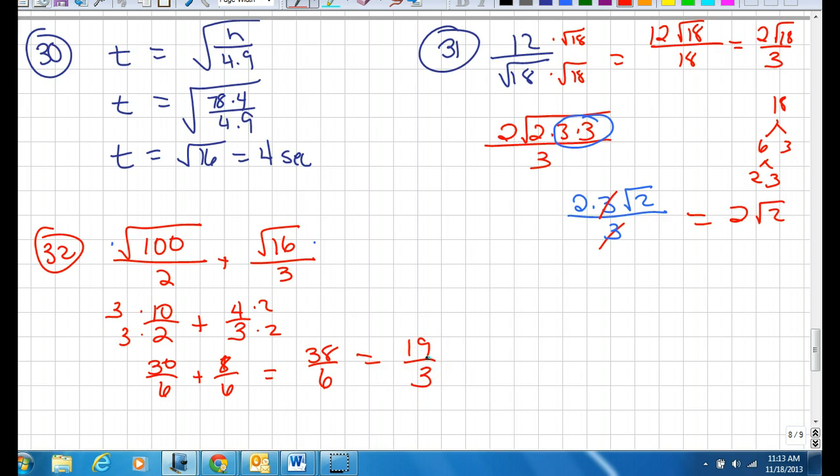That's what the answer should have been. Okay? The one they gave you, though, that would have been correct, was 19 square root of 4 over 6. That works, too. Okay?